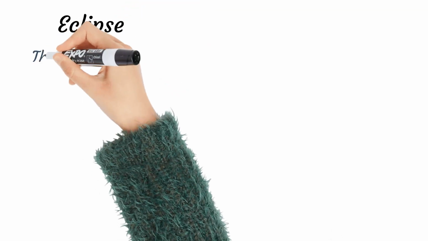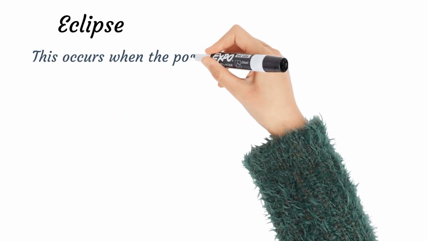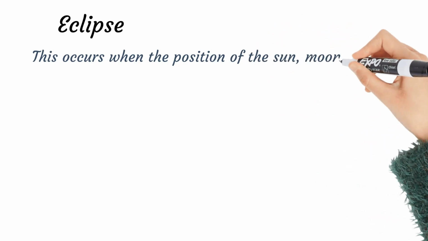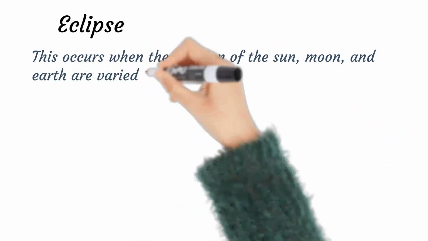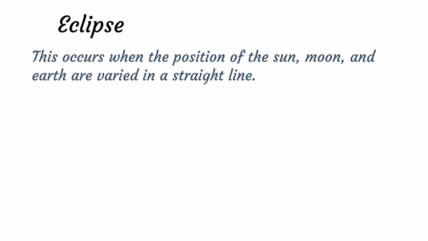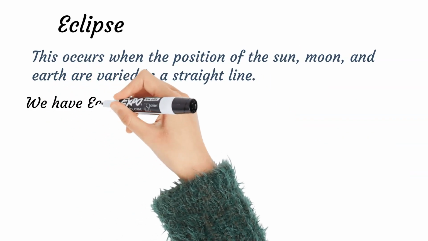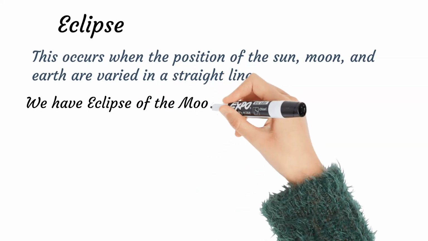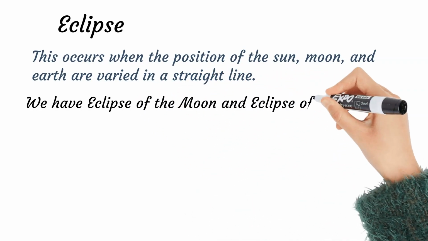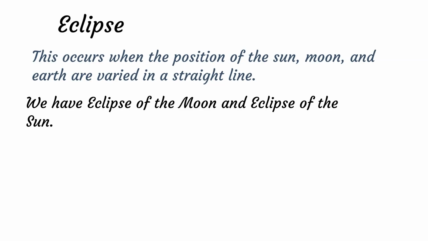Eclipse. This occurs when the positions of the sun, the moon, and the earth are in a straight line. Okay? We have eclipse of the moon and eclipse of the sun.